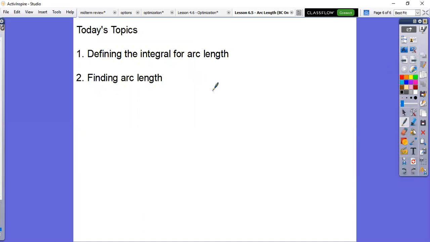So that is it for today. Today we talked about defining the integral for arc length, why it works, and then we did an example of finding the arc length. I hope you took some good notes, and I hope to see you in class.